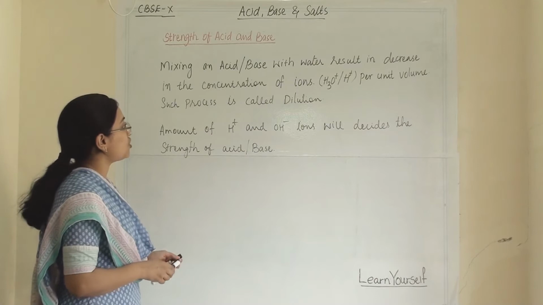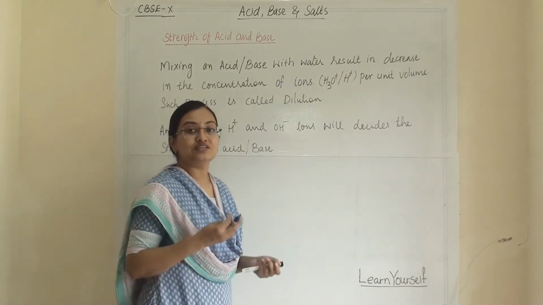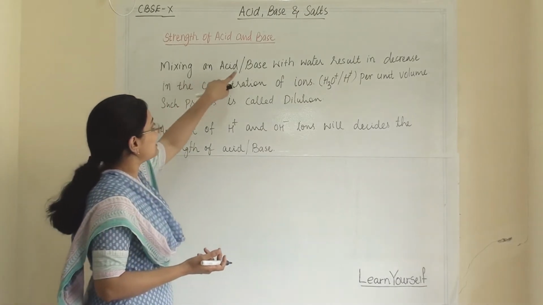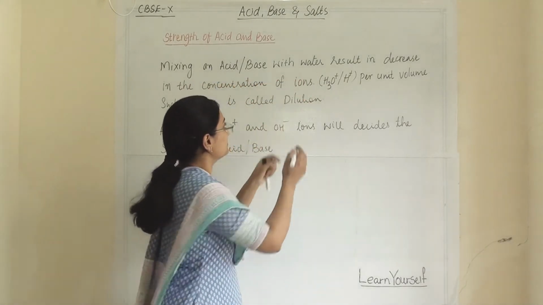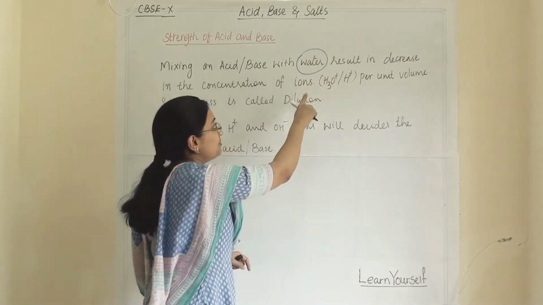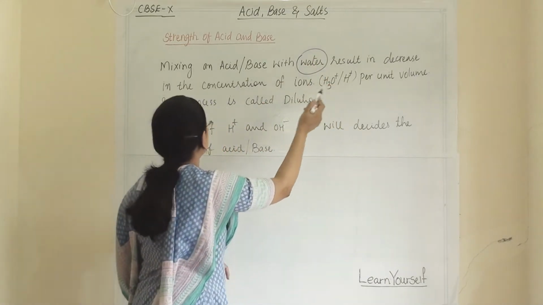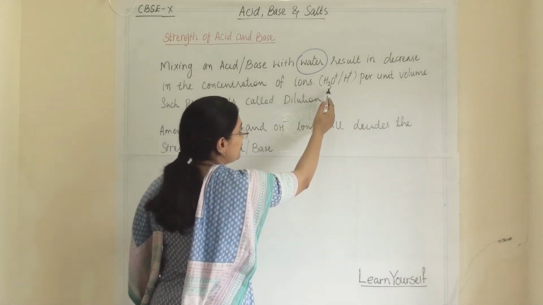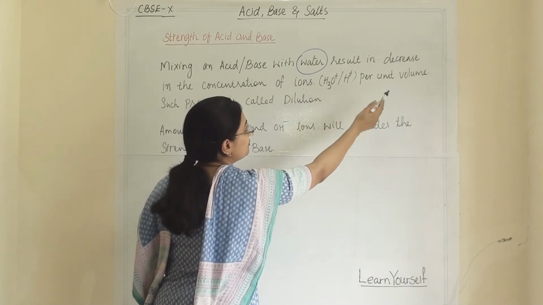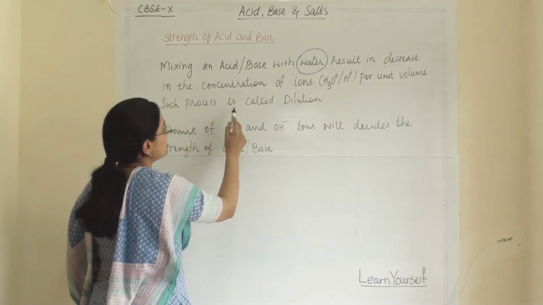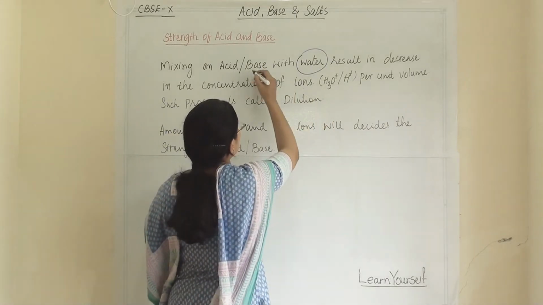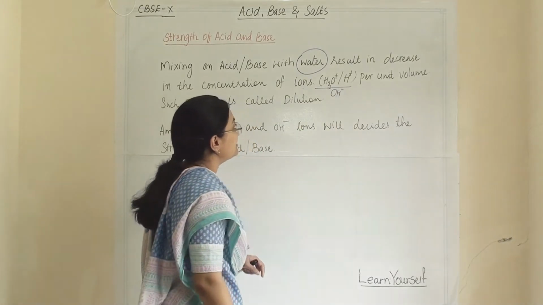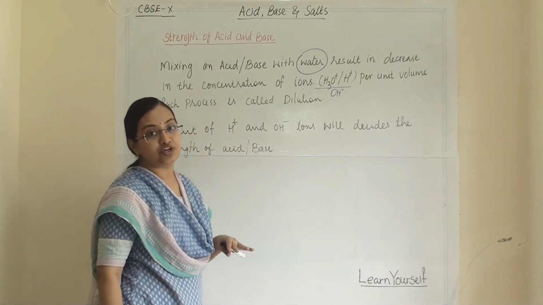First of all, let us talk about dilution. What is the process of dilution? Mixing an acid or base with water. When we mix acid or base with water, it results in a decrease in the concentration of ions, that is H3O plus or H plus, per unit volume. Such a process is called dilution. When you are adding a base, you will get OH minus, and this ion will decrease per unit volume.